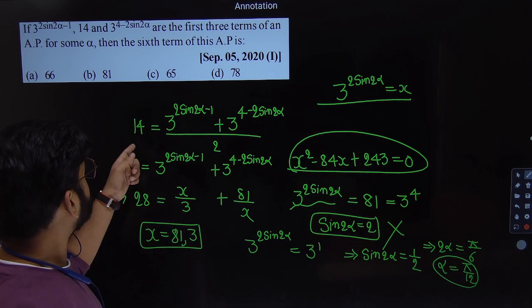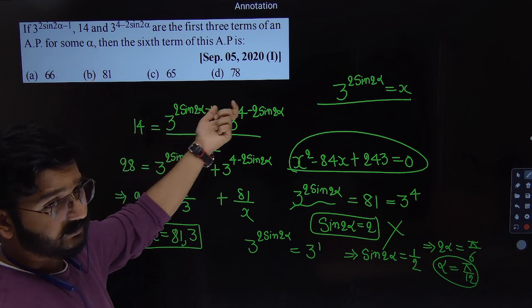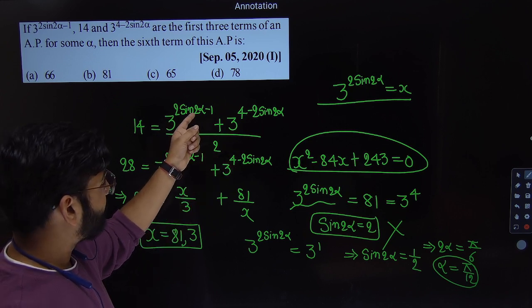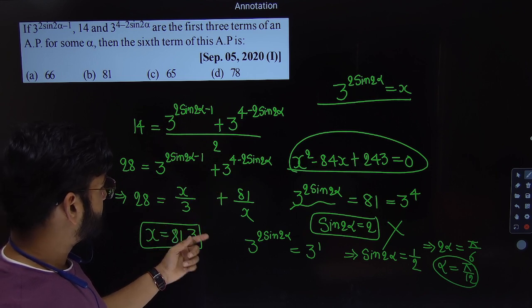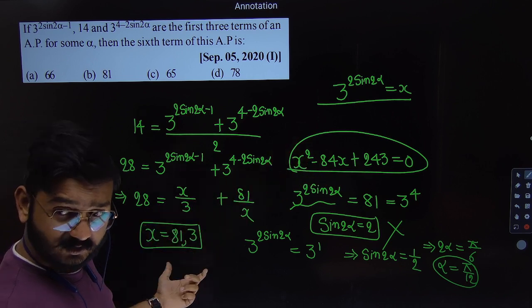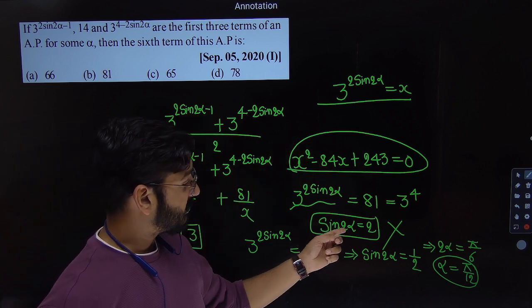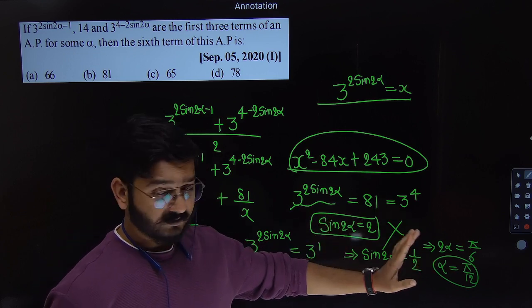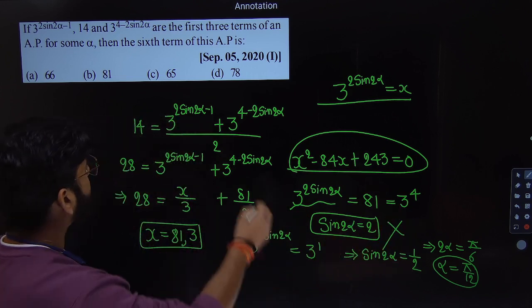So basically, we use the condition of AP that the middle term is the average of the first term and third term. We took 3 to the power sine 2 alpha as x because it is repeating. You can see that. We get this equation. Take LCM, we will get this quadratic. Solve the quadratic, two values of x. For 81, it will not satisfy because sine theta cannot be greater than 1. For 3, we got pi by 12. Is the funda clear?